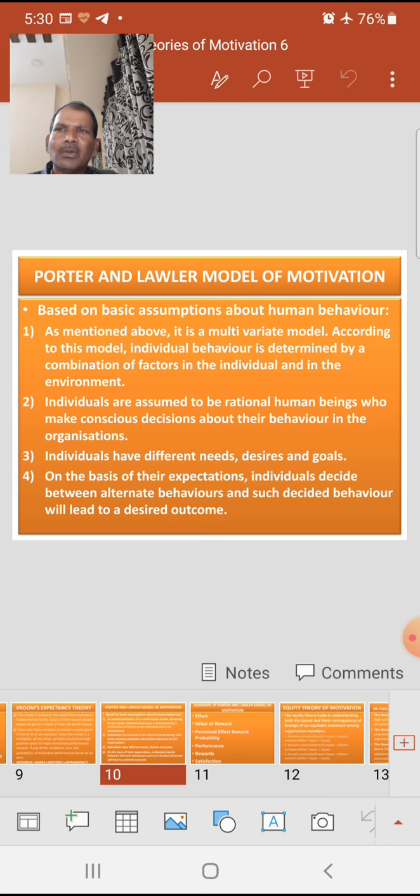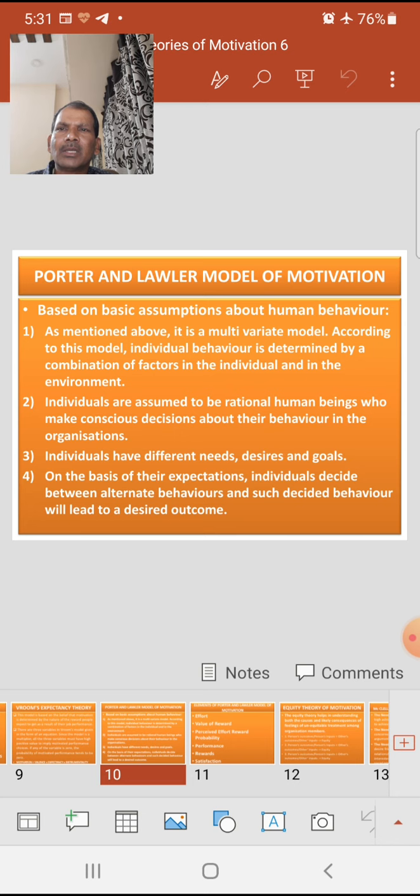According to this model, individual behavior is determined by a combination of factors in the individual and the environment. Individuals are assumed to be rational human beings who make conscious decisions about their behavior in the organizations. Third, individuals have different needs, desires and goals. And fourth, on the basis of their expectations, individuals decide between alternate behaviors, and such desired behavior will lead to a desired outcome.